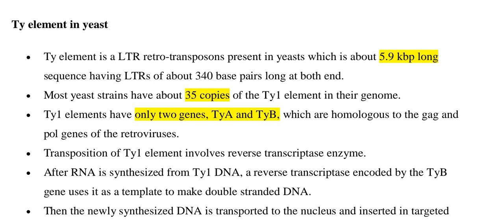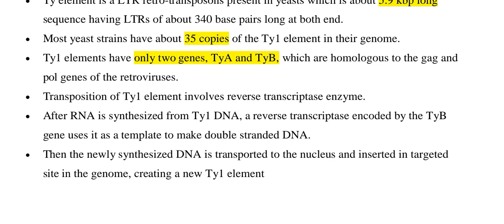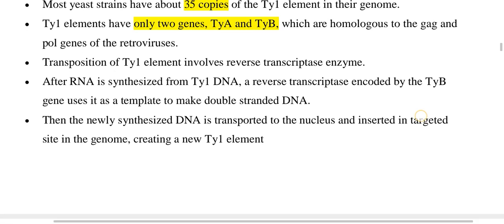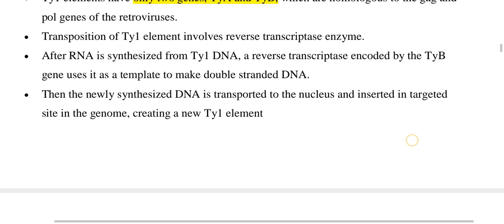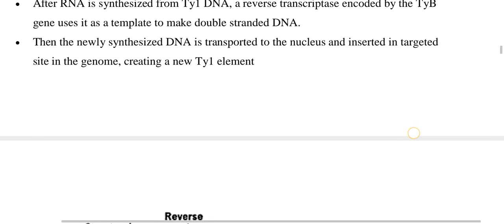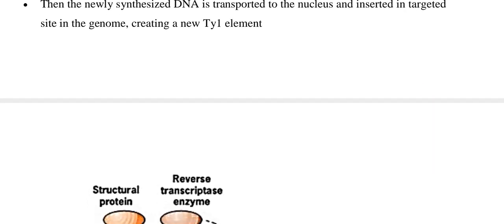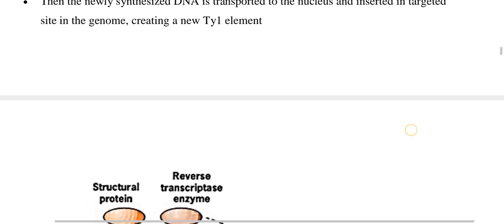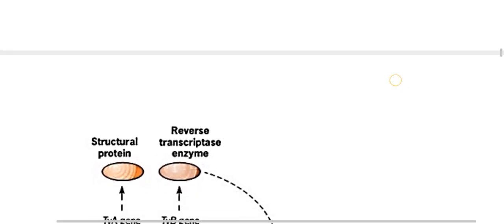having LTRs of about 340 base pairs long at both ends. Most yeast strains have about 35 copies of TY1 element in their genome. TY1 element has only two genes, TYA and TYB, which are homologous to the GAG and POL genes of the retroviruses. Transposition of TY1 element involves reverse transcriptase enzyme. After RNA is synthesized from TY1 DNA, a reverse transcriptase encoded by the TYB gene uses it as a template to make double-stranded DNA. Then the newly synthesized DNA is transported to the nucleus and inserted in a targeted site in the genome, creating a new TY1 element.